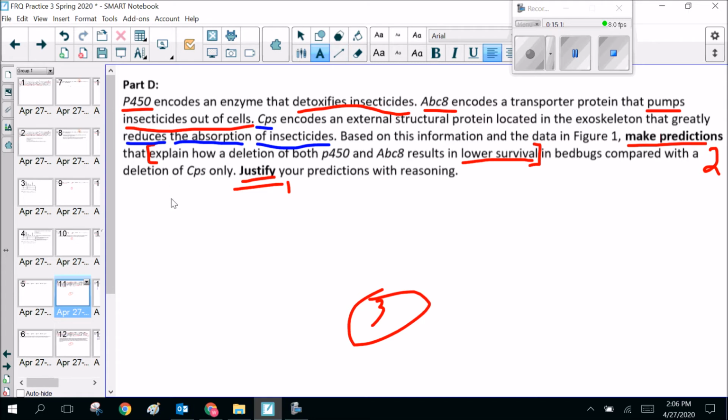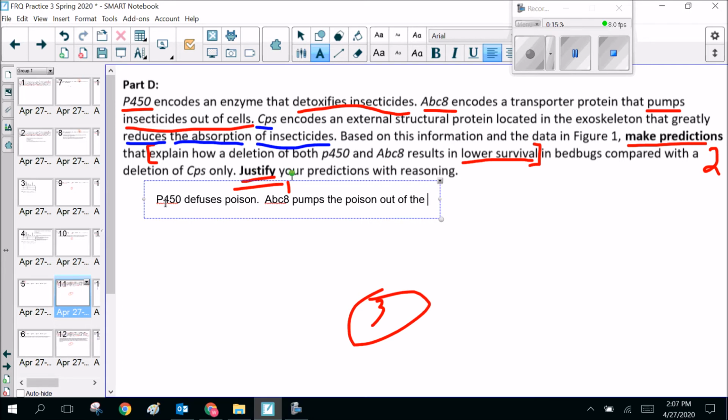So here's what I'd recommend doing. I'm going to just type out exactly what I just said, just for my own sake. This is not necessarily the answer, just me trying to figure it out. P450 defuses the poison. All right, cool. ABC8 pumps the poison out of the cell. Okay, so now the first thing it's saying is how a deletion of P450 and ABC8 would result in lower survival in bed bugs. Okay, cool.